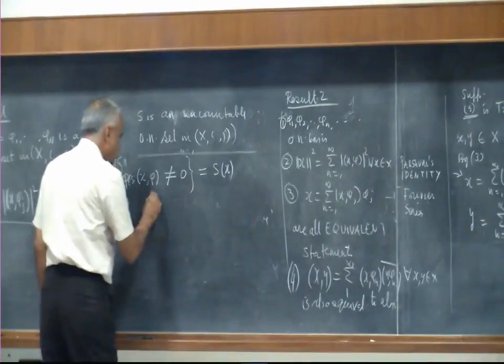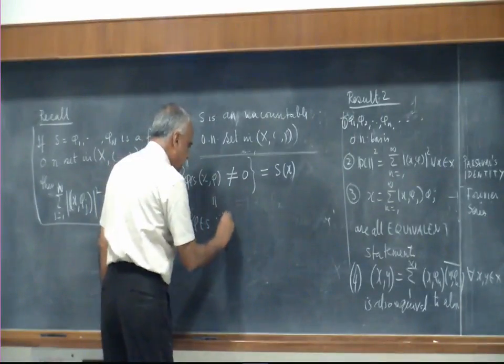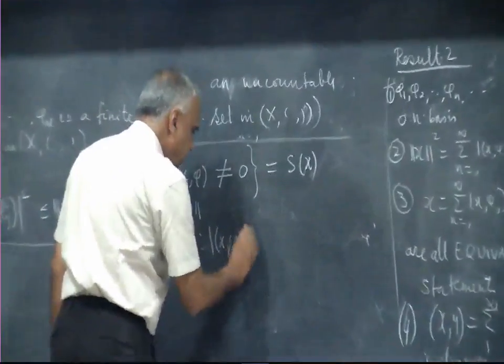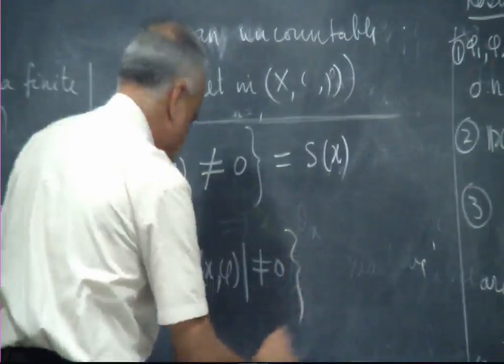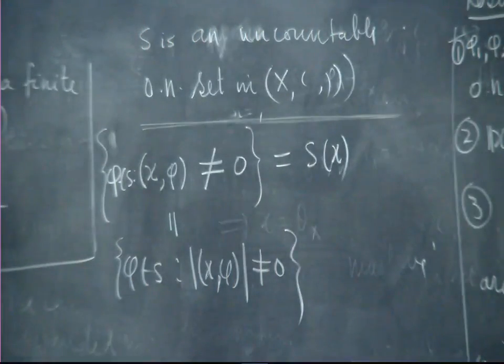Now, if x phi is not 0, this is the same as saying mod x phi is not 0. If mod x phi is not 0, automatically x phi is not 0. So, we look at it that way. It is a real number, because mod x phi is a real number, so it is much easier to look at. So, we are looking at numbers which are strictly positive.